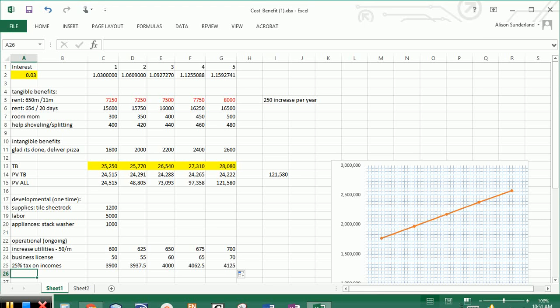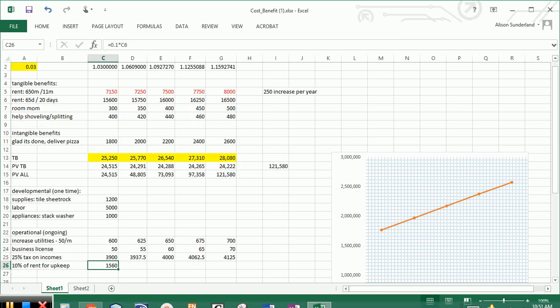Another one of the ongoing costs is going to be upkeep. I'm going to have to perhaps replace carpet or repaint or replace a refrigerator. And so I'm just going to calculate a 10% of the rent. I'll put in a savings account for any kind of maintenance or upkeep. Once again, I'm going to do a formula to calculate a 10% of the rent. I'm going to use the Airbnb rent instead of the monthly rent, just because that seems to be getting me a little bit more income, or a lot more income.